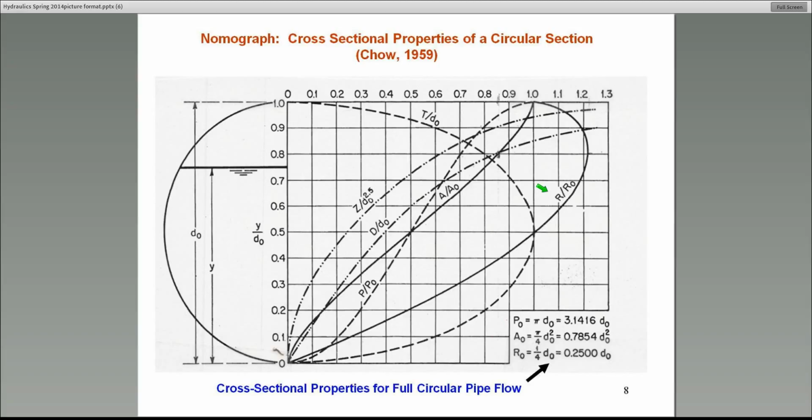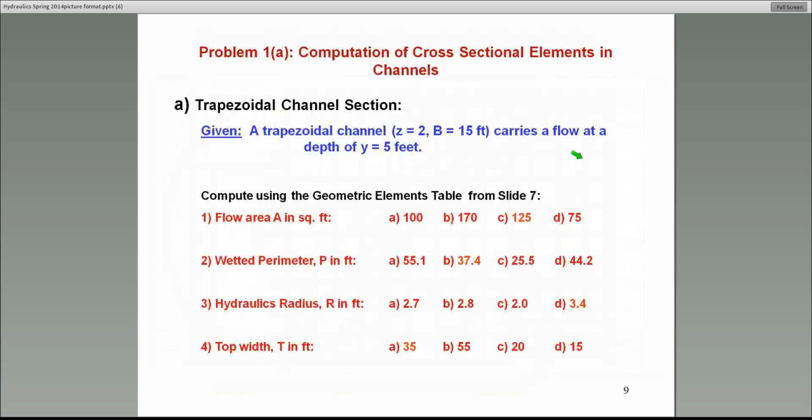Same thing with hydraulic radius. If you want the hydraulic radius, instead of reading the curve A over A naught, you go right across and read the curve labeled as R over R naught. So let's look at a small example to illustrate this.